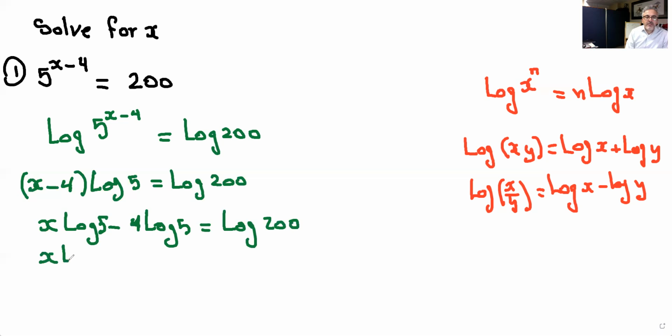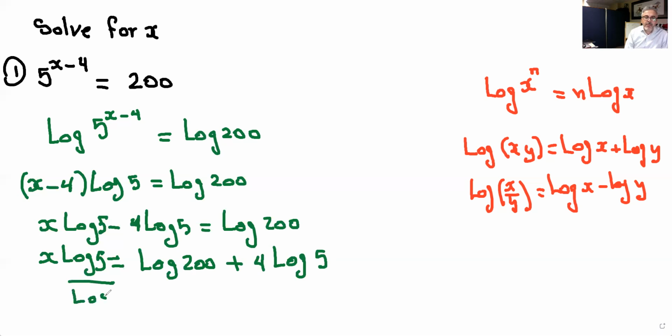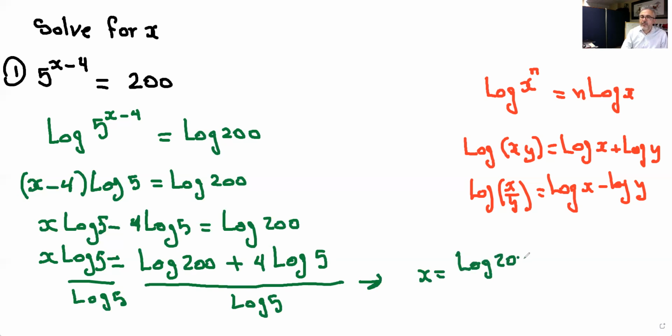And then I'm going to bring the minus 4 log 5 to the other side. That will give me log 200 plus 4 log 5. After that, I just divide both sides by log 5. And therefore, x equals log 200 plus 4 log 5 over log 5.